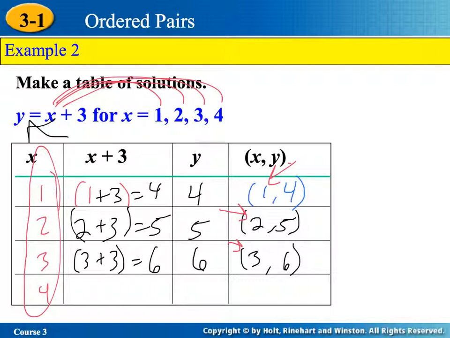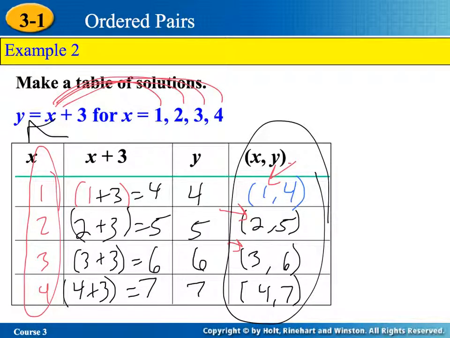All right, so last one, I get 4 plus 3, and I set that equal to 7. What is my y? 7. As a point, I get (4, 7). Without those parentheses, it is not correct. Make sure you have the parentheses. Make sure you have a comma separating those two. And those should give you your correct answer. There you go.